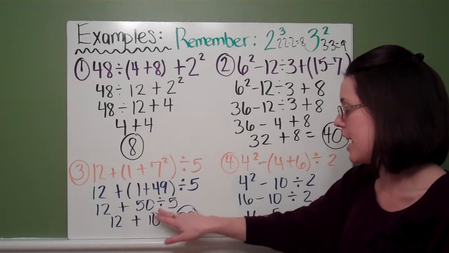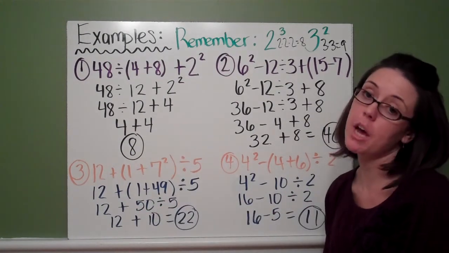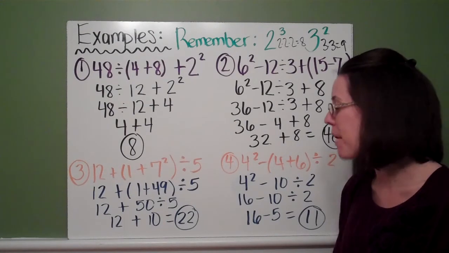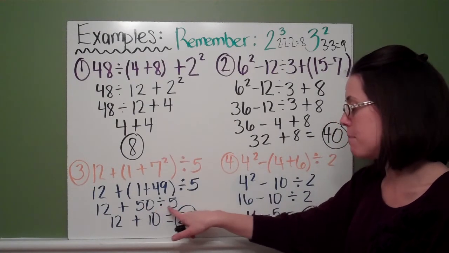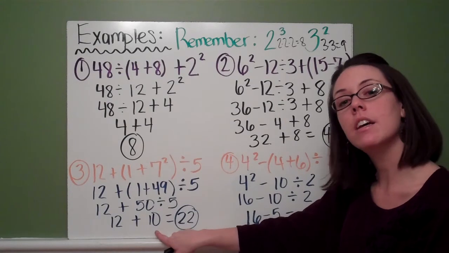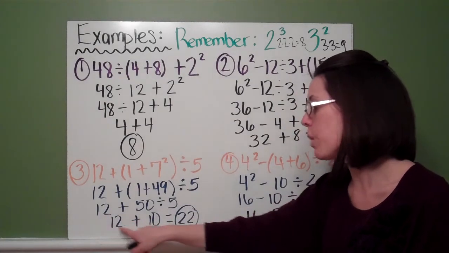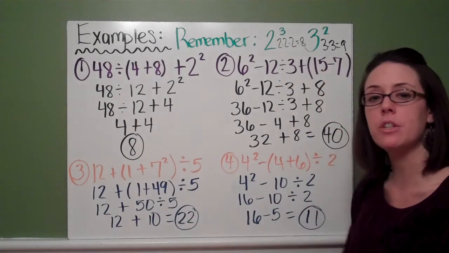Notice you have addition and division. Division is going to come before addition in the order of operations. 50 divided by 5 is 10. Bring down your 12. 12 plus 10 is 22.